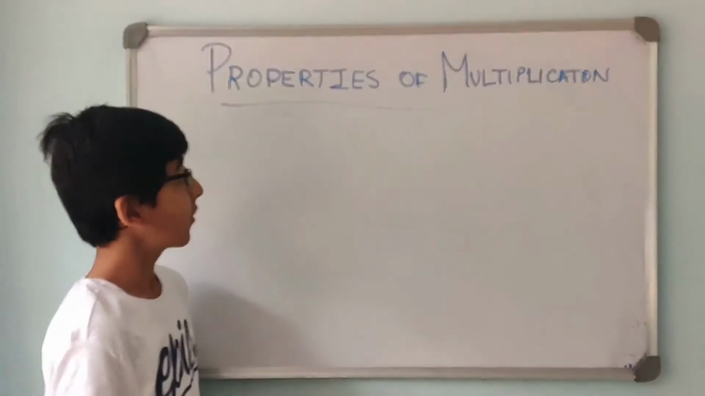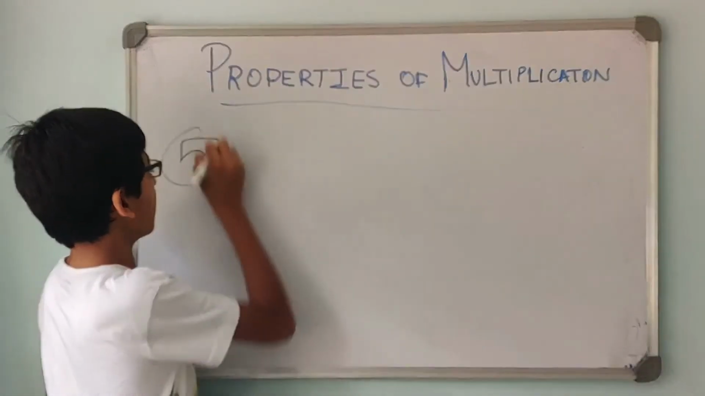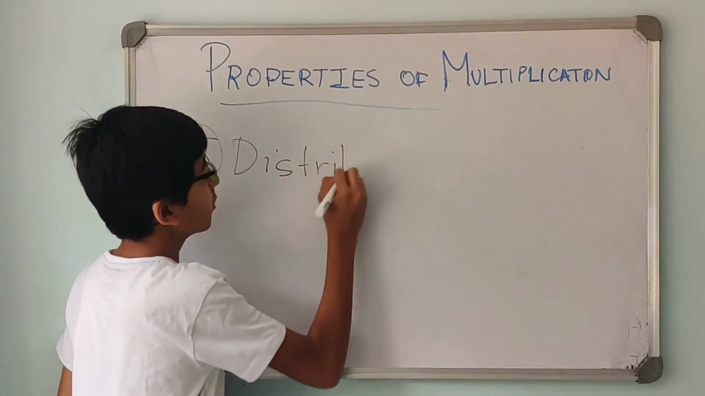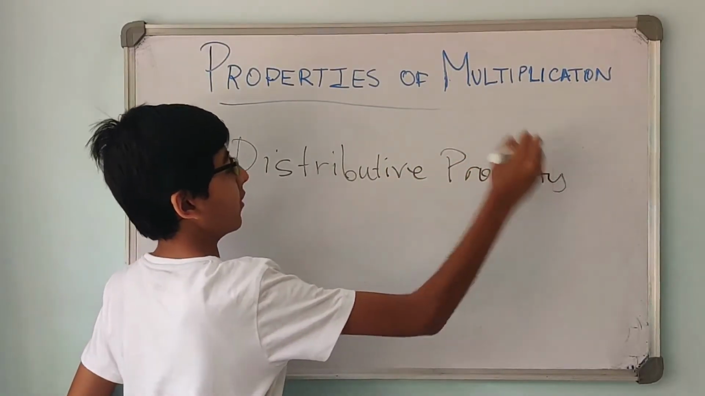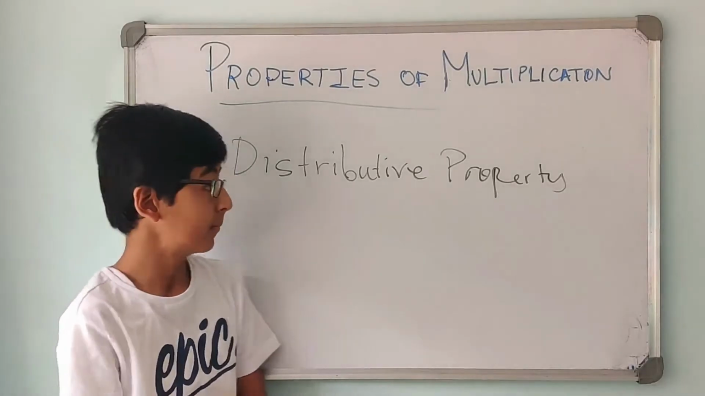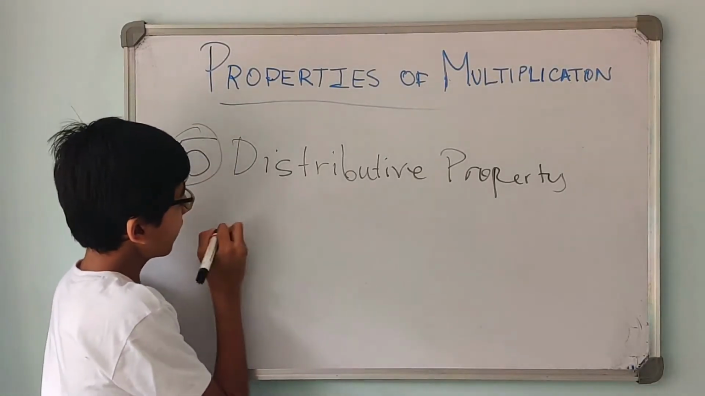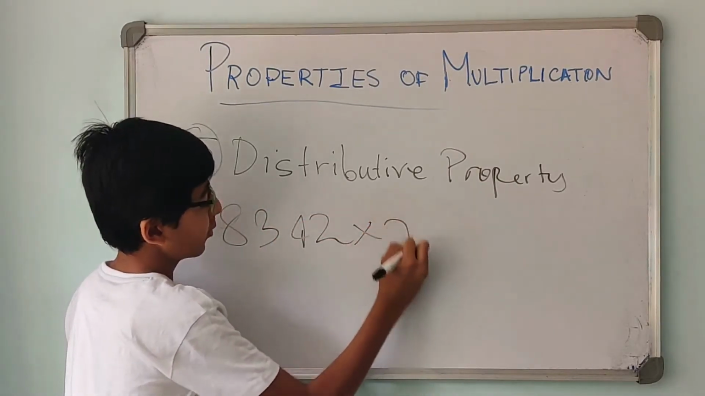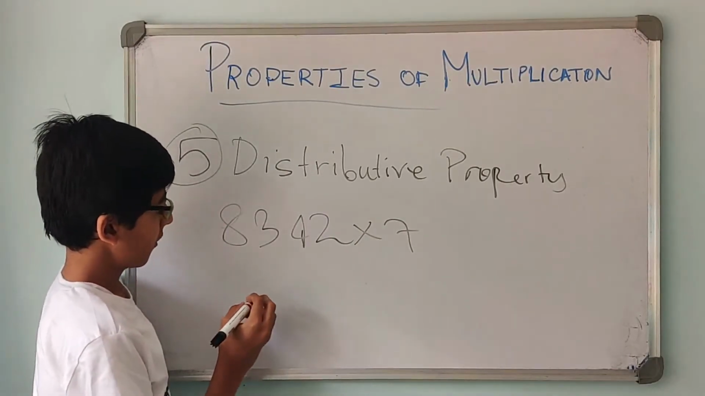Now let us learn the next property of multiplication. This property is called the distributive property. We also call this multiplication using expanded form. So now what does this mean? Let's say we have to multiply 8,342 with 7. So how can we solve this?